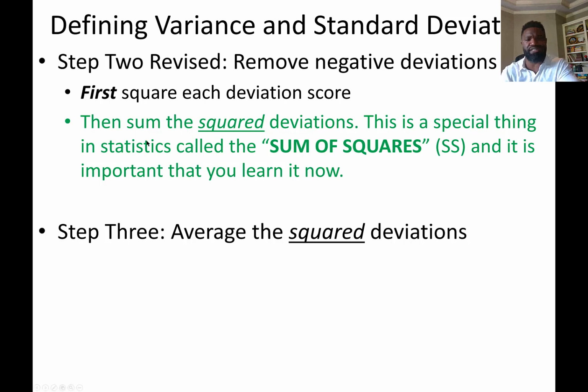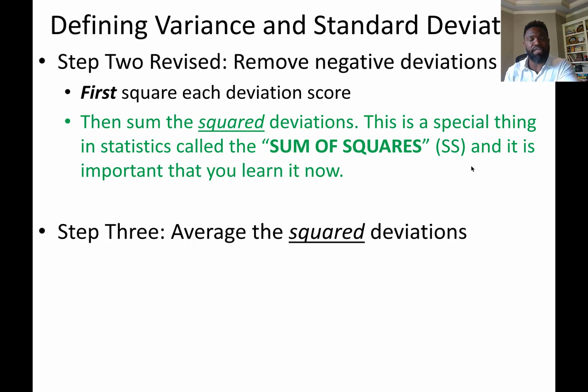This is a very special thing in statistics, so put this in your brain and learn it right now. It's very important. The sum of squares is short for the sum of squared deviations from the mean. Because we don't want to say that all the time, we just call it sum of squares, or SS. It's very important that you learn that concept right now.